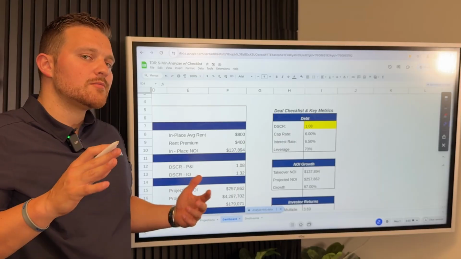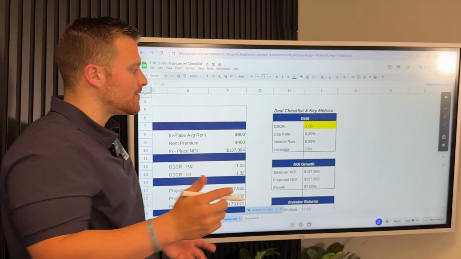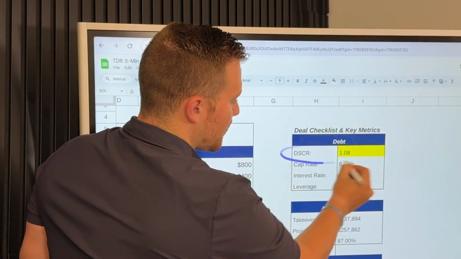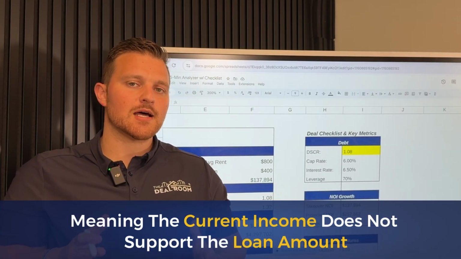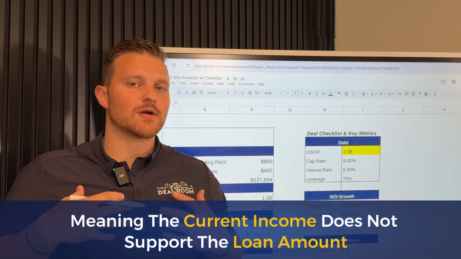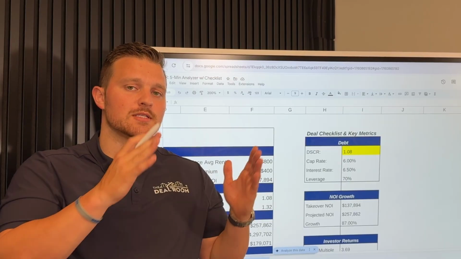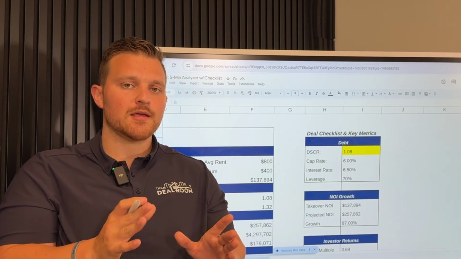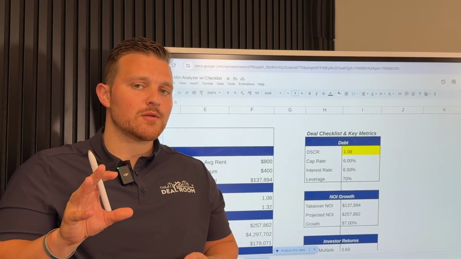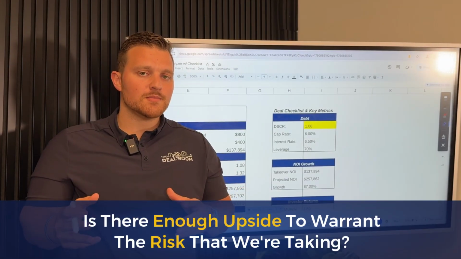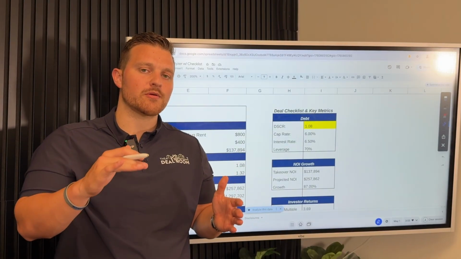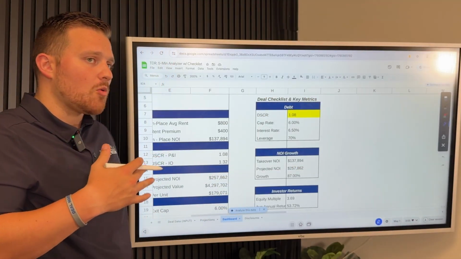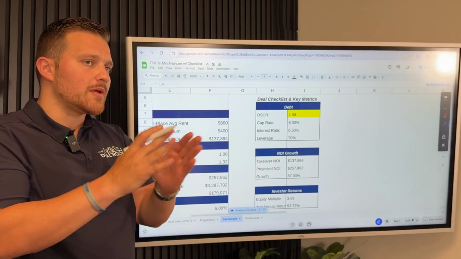And so going through the same checklist, you can see there's a really big difference here where the DSCR on the property is only 1.08, meaning the current income does not support the loan amount that we're trying to get if we're trying to take it to an agency or a bank. So you guys can see I'm already probably going to go to the bridge option. The question is, is there enough upside to warrant the risk that we're taking? Because we're going short term and we're going floating. Again, I'm looking at NOI growth. What are we buying? Where can we take it?